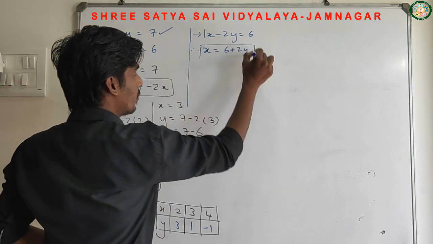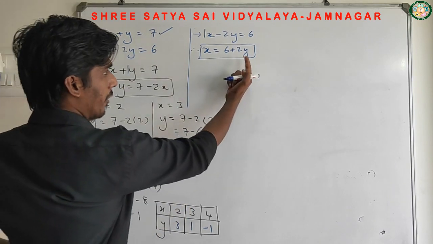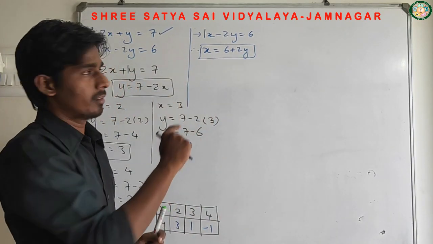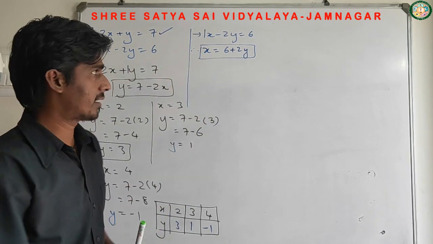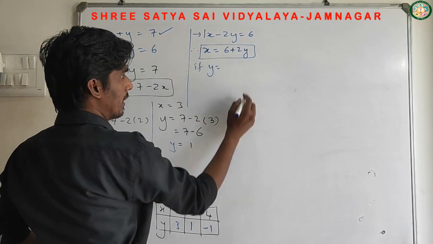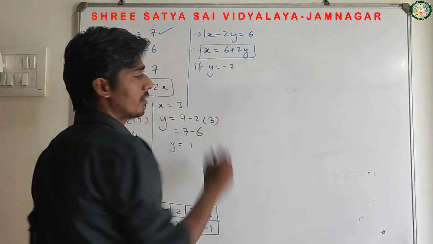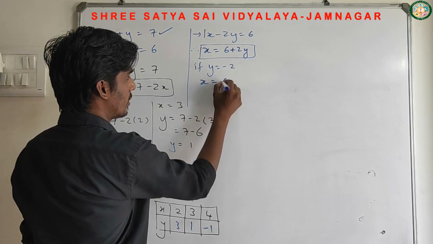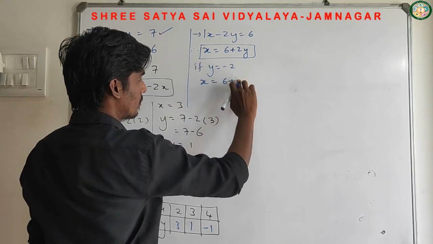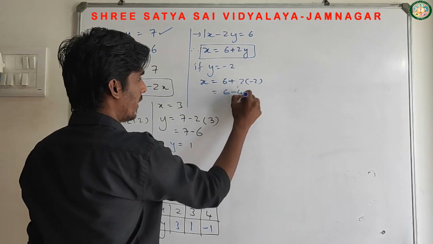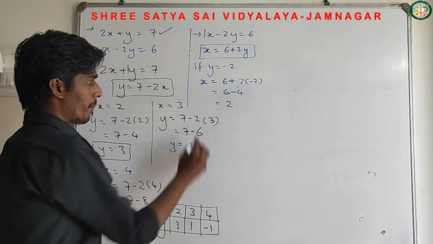Now this equation I am going to consider. Now I have to replace the value of y, 3 different values of y, to get 3 different values of x. Now if I take y equals minus 2, so x equals 6 plus 2 into minus 2. So 6 minus 4 is what? 2.